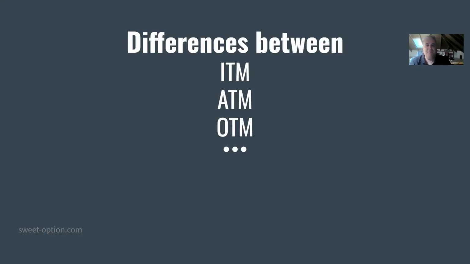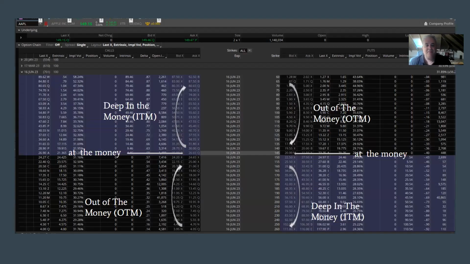Today, we're going to talk about the differences between ITM, ATM, and OTM. What are these names and how are they related to the option world? Well, let's see. First of all, ITM is in the money. That's me, option in the money or deep in the money, depending on how far it is deep in the money.